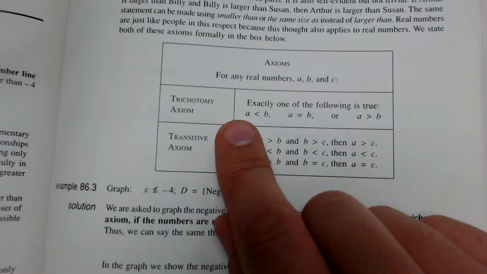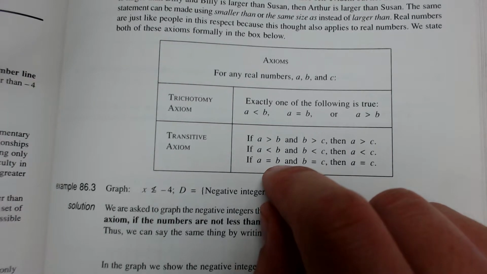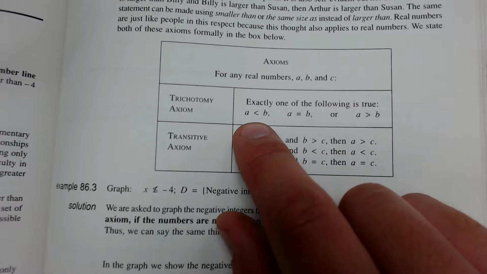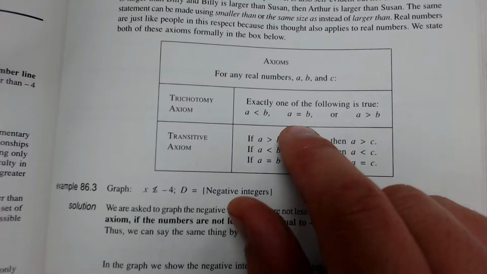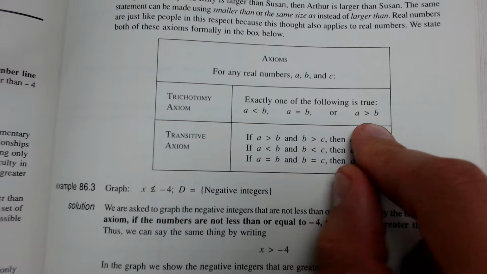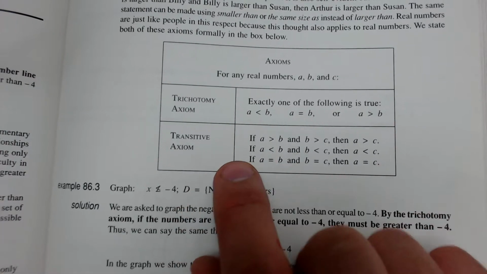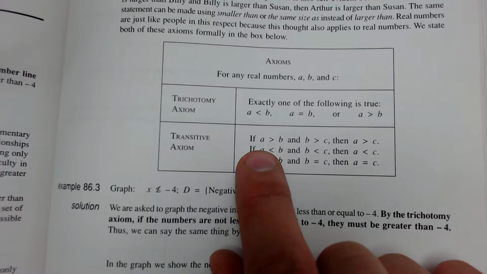It means that there's only 3 options between 2 numbers. When you pick any 2 numbers at random, the first option is that one is less than the other. The second option is that they are equal. And the third option is that one is greater than the other. So 3 options.